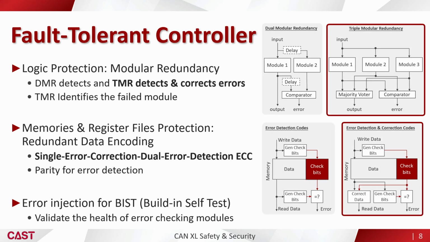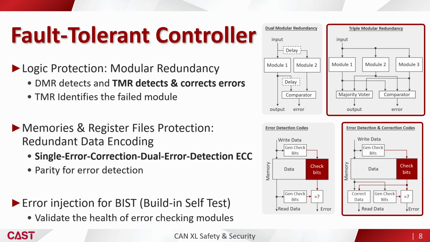There are three primary techniques used to build fault-tolerant controller hardware. The first is modular redundancy. In dual modular redundancy, or DMR, you instantiate two identical copies of the hardware module running in parallel. Both receive the same inputs, and their outputs are continuously compared. If the outputs differ, a fault has been detected. DMR can operate in lockstep mode, where one path is delayed by one or more clock cycles, reducing the probability that a single transient event affects both modules simultaneously.